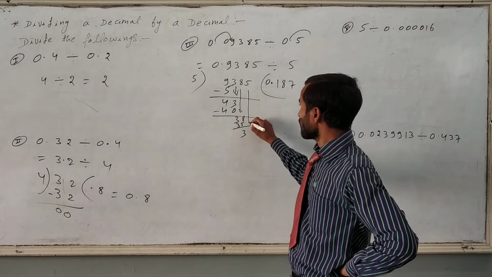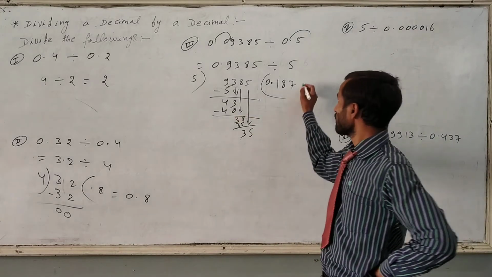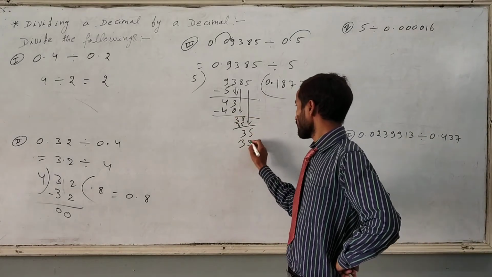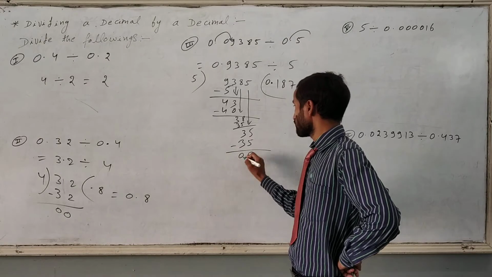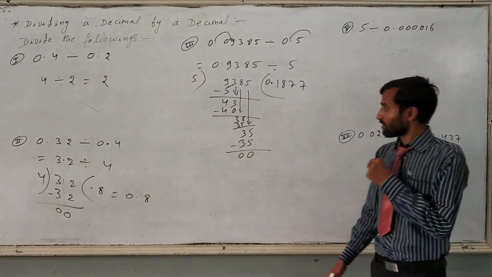3. Then you have to write down again the next digit, 5. 5 sevens again. So 35 minus 35, the answer will be 0. So like that you have to do in the division; next question also.